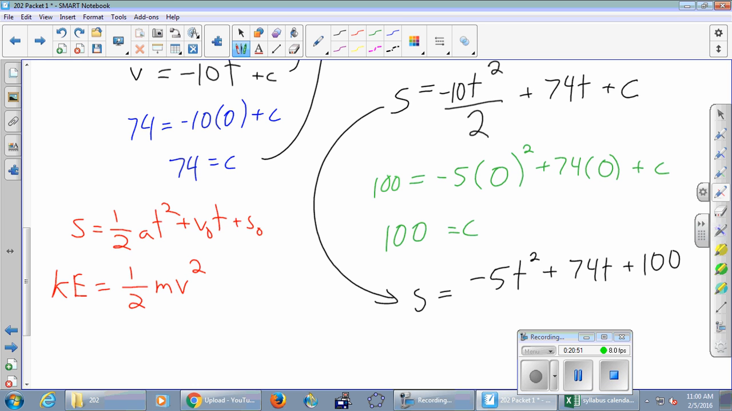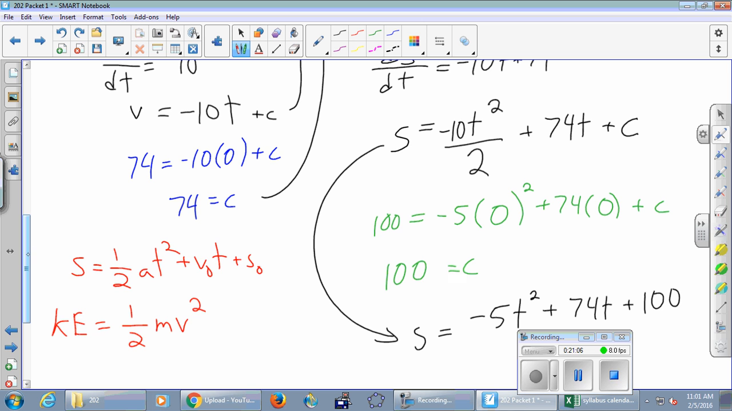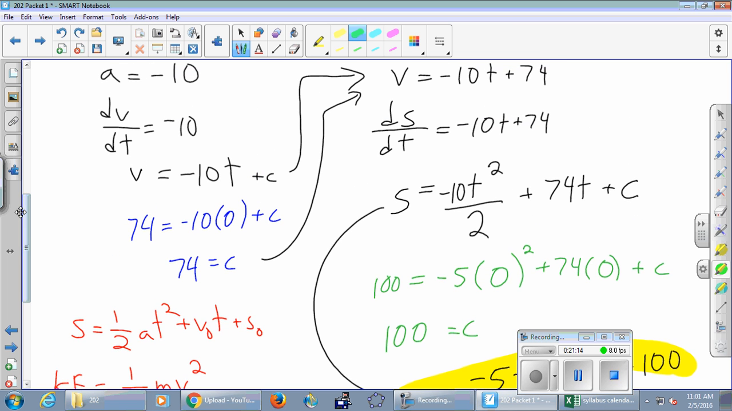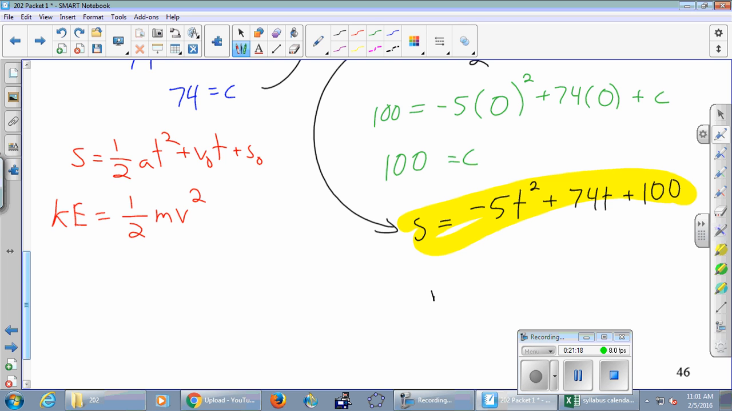All right, so there was a follow-up now that we've got all the calculus done. It says we're going to figure out how fast the object is moving when it hits the ground. So we have all the pieces that we need. We're going to highlight the 2 finished formulas here: our position formula, and then our velocity formula slightly off the screen up here. I'm going to copy that guy down below. V equals -10t plus 74. Great, these are the 2 formulas we'll need.